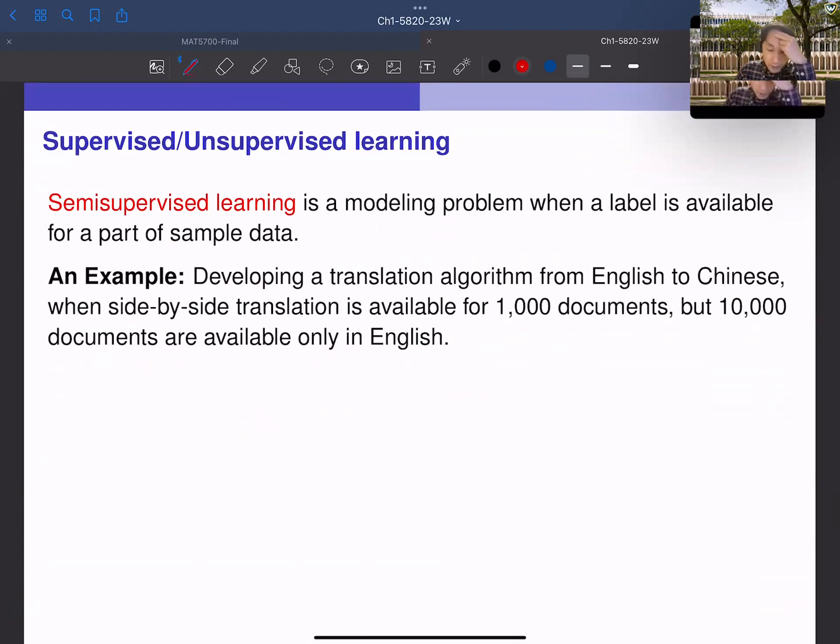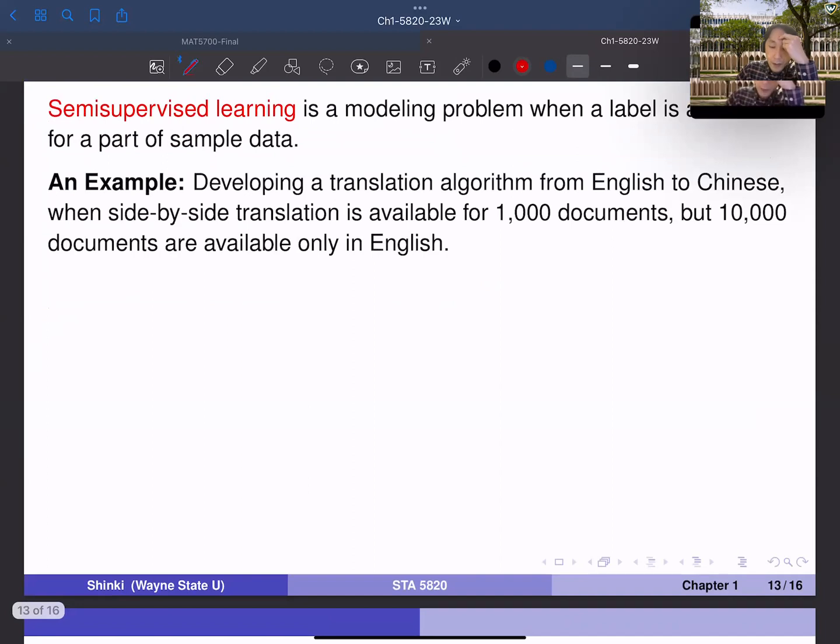And the other thing is semi-supervised learning. Semi-supervised learning is a modeling problem when a label is available for a part of the sample data. So it's in between supervised learning and unsupervised learning. One example is developing a translation algorithm from English to Chinese. Probably this is the biggest topic in machine learning in the next decade, maybe.